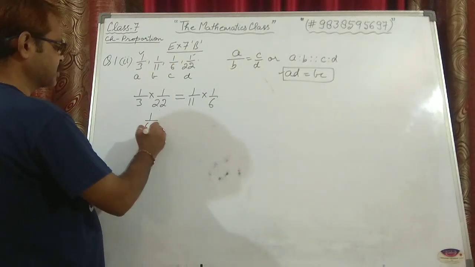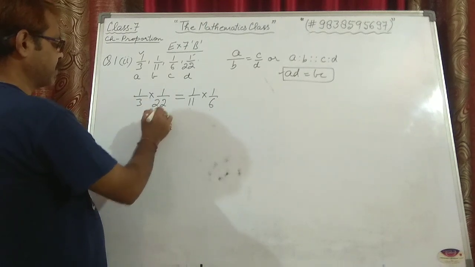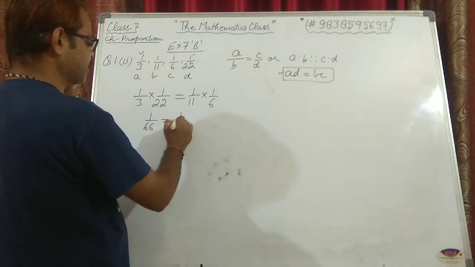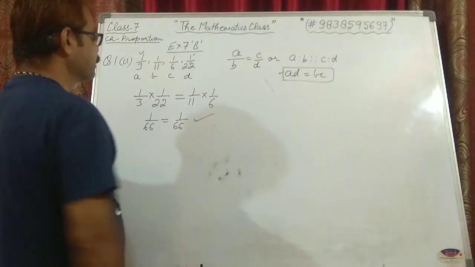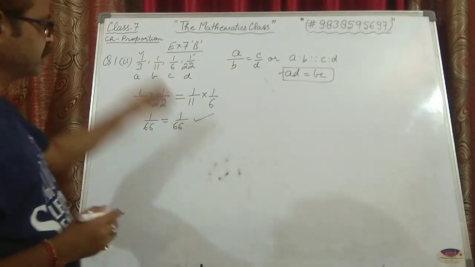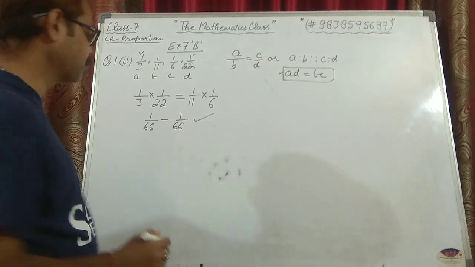This will come 1 upon 66. 1 into 1 is 1, 3 into 22 is 66, which is equal to 1 into 1 is 1, 11 6s are 66. So yes, these numbers are in proportion.